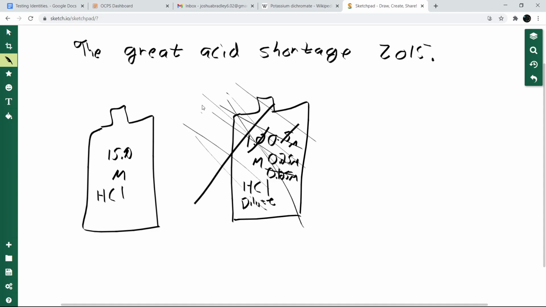And so today's lesson is really going over how we can make sure that we dilute a strong acid into a weaker one.